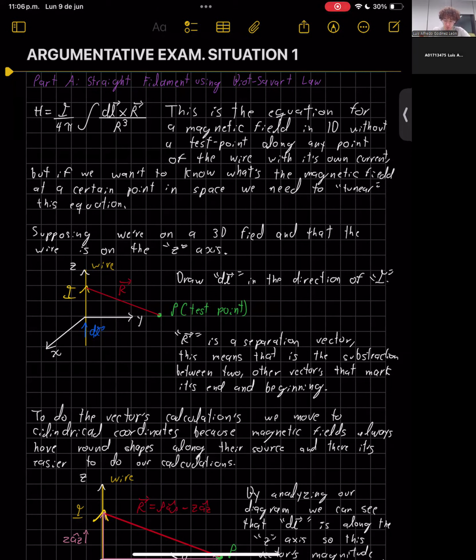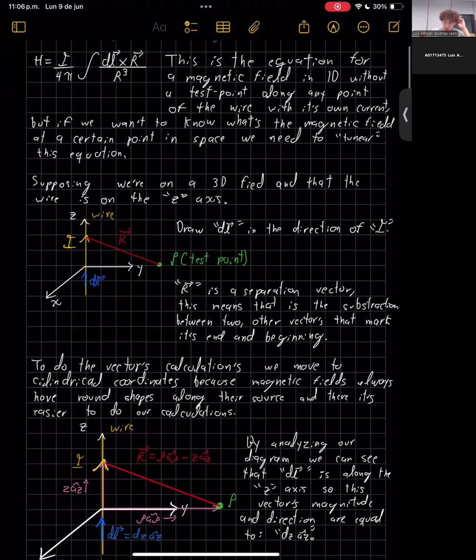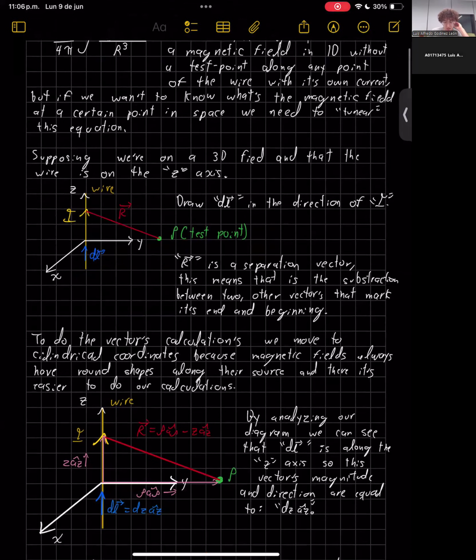But if we want to know the magnetic field at a certain point in space, we need to tune this equation. So supposing we're in a 3D field and the wire is on the Z axis, then we have to draw the differential of line in the direction of current, as always. That's like a rule. And the distance between the test point and some point of the wire is going to be the separation vector.